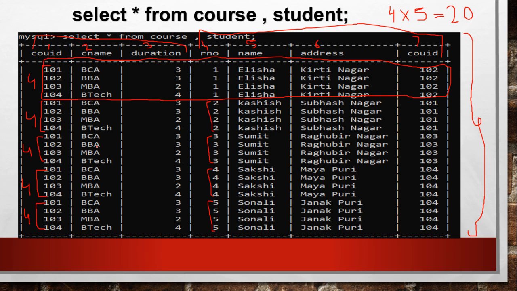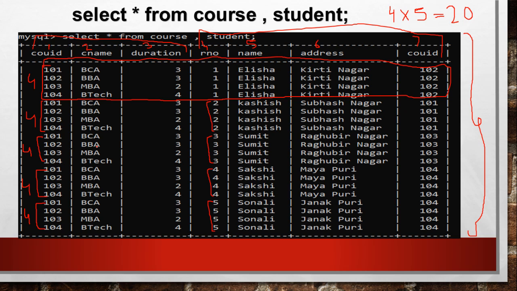I think you may be confused about why we are performing this Cartesian product. What is the use of it? Actually, this Cartesian product is used for performing the join operation. The join operation we will discuss later on, because it is the last topic of our lecture, and there I will clarify what the use of this Cartesian product is.